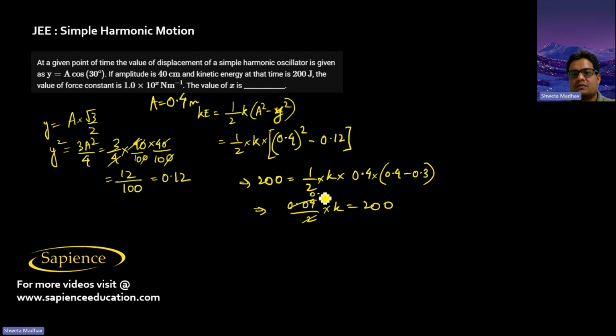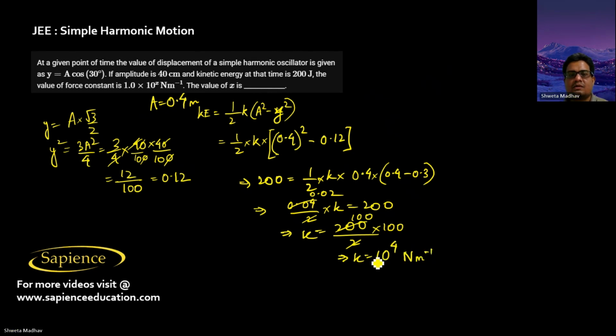So 2 into 4. So k will be equal to 200 by 2 by 100. So k is equal to 10 power 4 Newton per meter. So the value of force constant is 10 power 4. So x will be equal to 4. 4 is the answer.